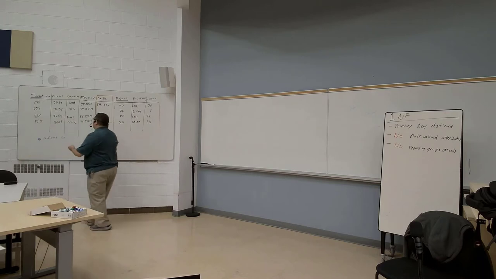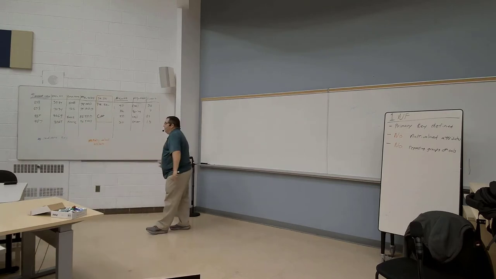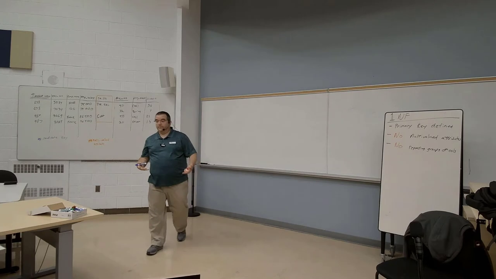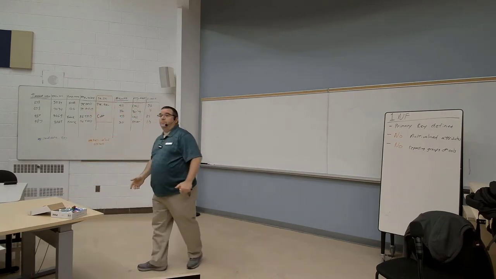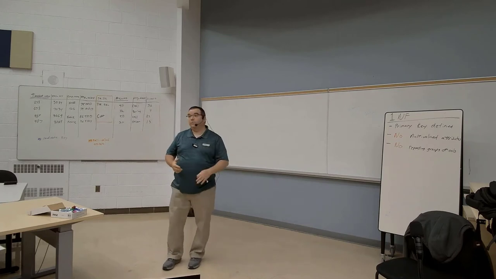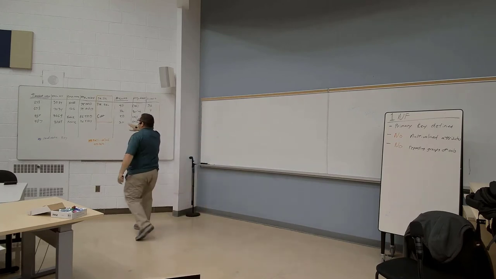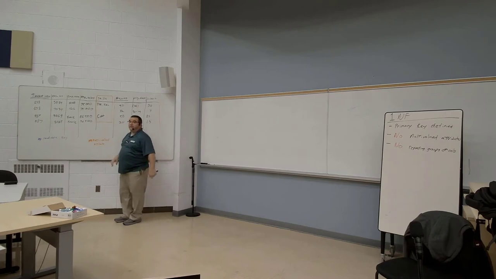So candidate key is blue. So now we have one last problem. And it's our wonderful friend in orange. Because we're still not in first normal form because we still have multi-valued attributes. We have to get rid of the multi-valued attributes.